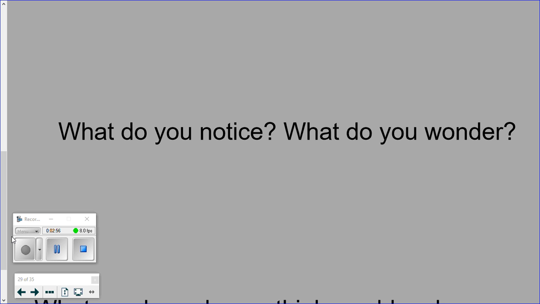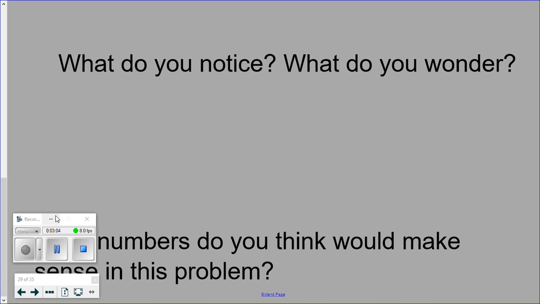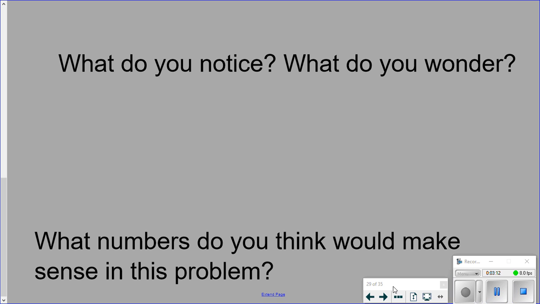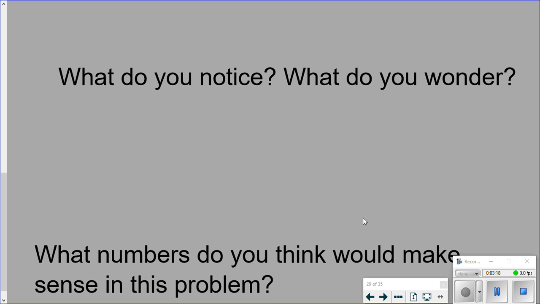Grace, what do you wonder? I wonder how we could solve this problem. Yeah, I wonder how we are even supposed to solve that. So, Grace, you bring up a good point, there are no numbers, so what are we going to do? What numbers do you think would make sense? Like if I were to add some numbers, what are some things that you would want to know? And I'm going to scroll back up to our problem.